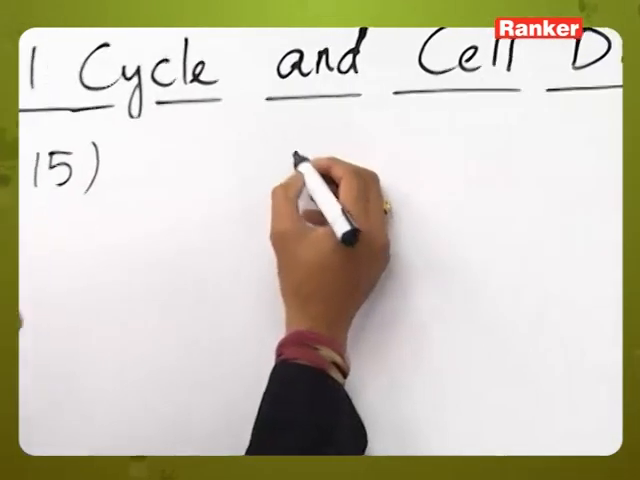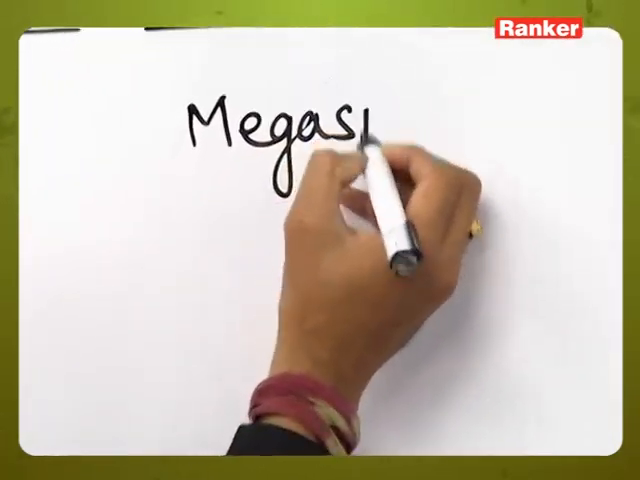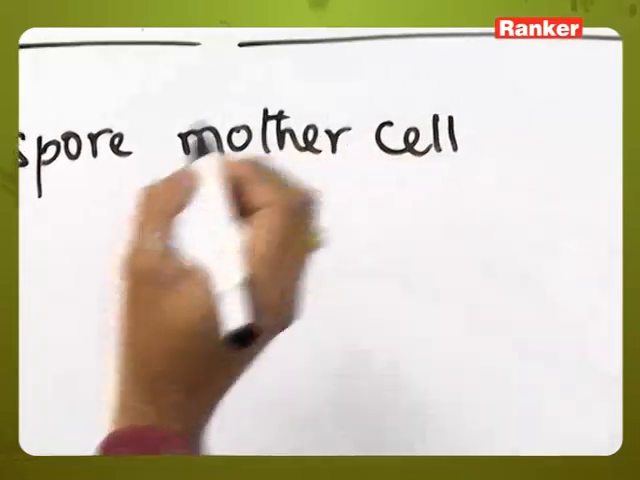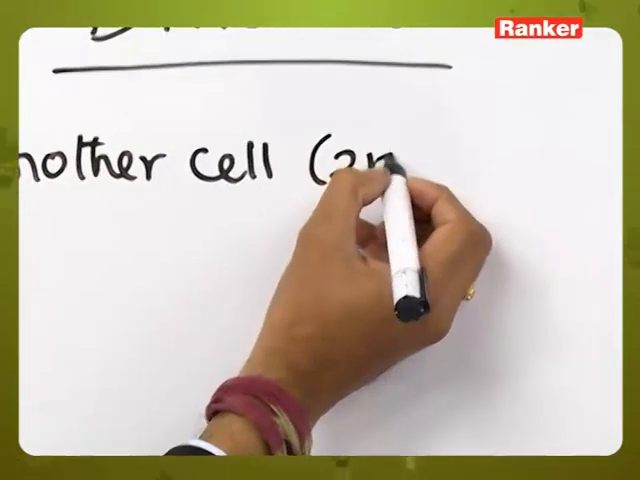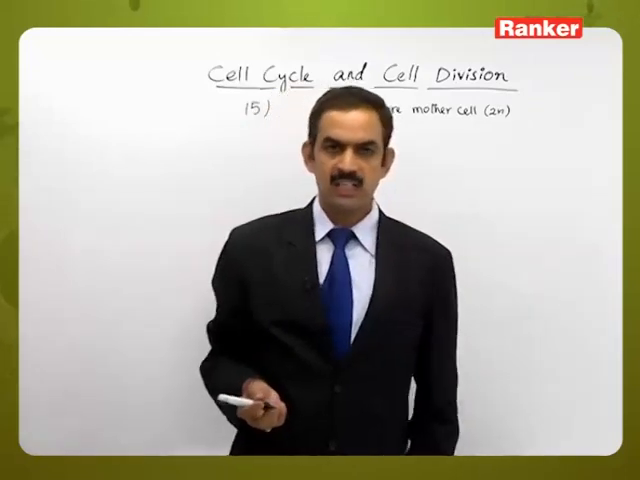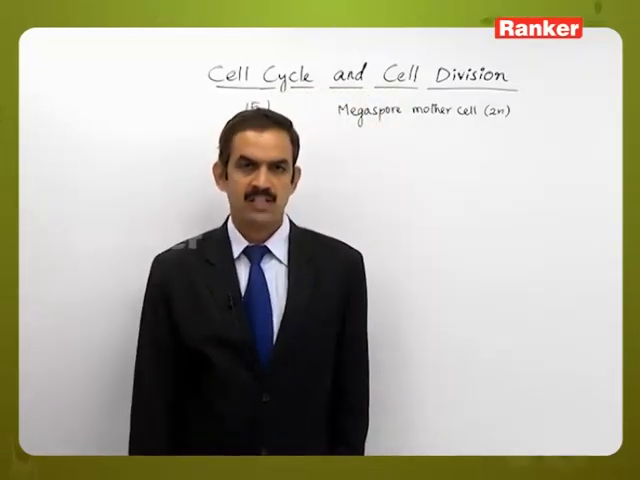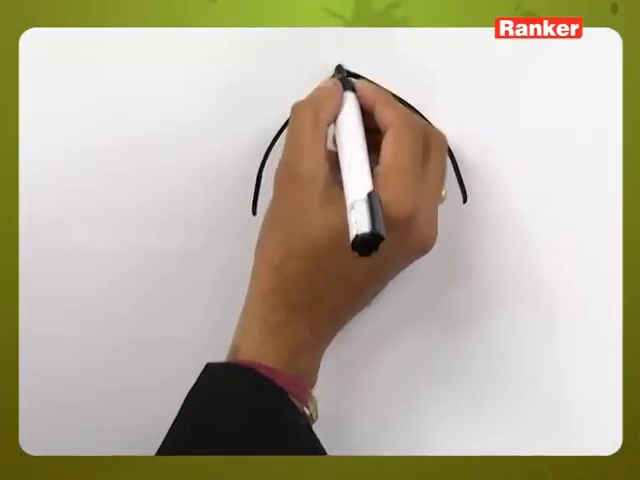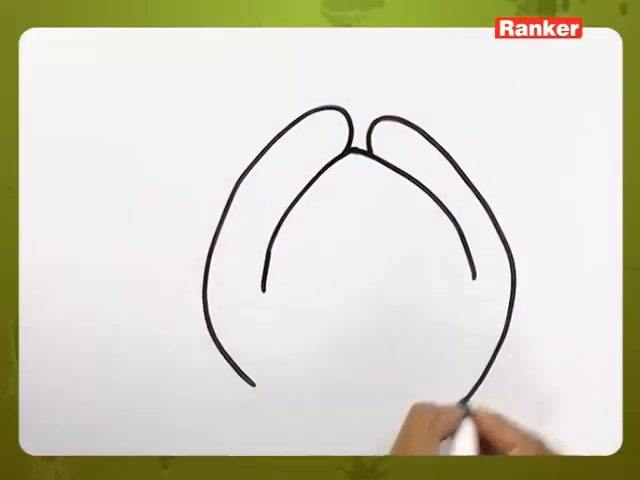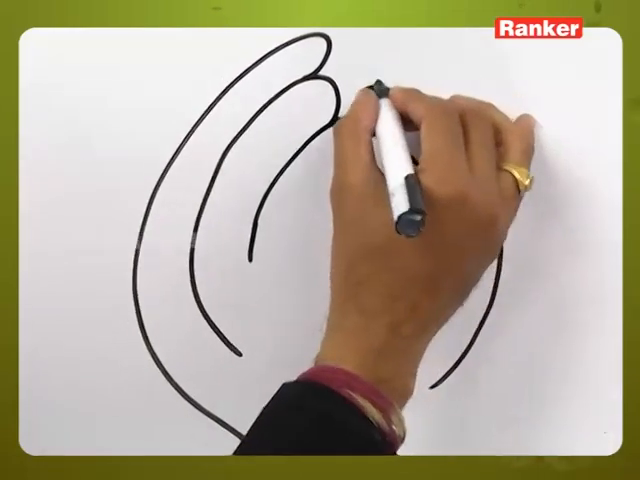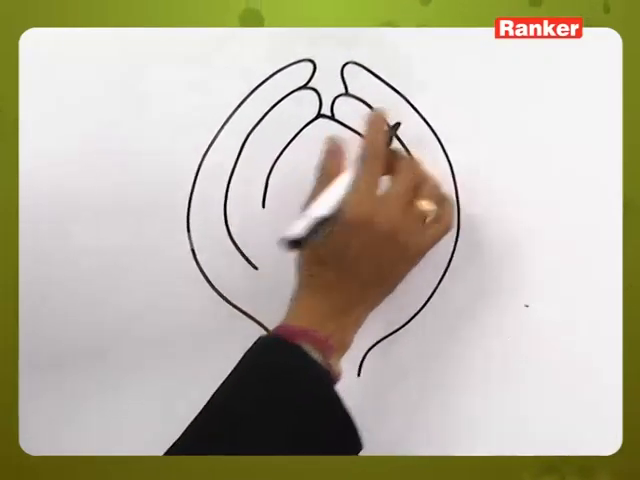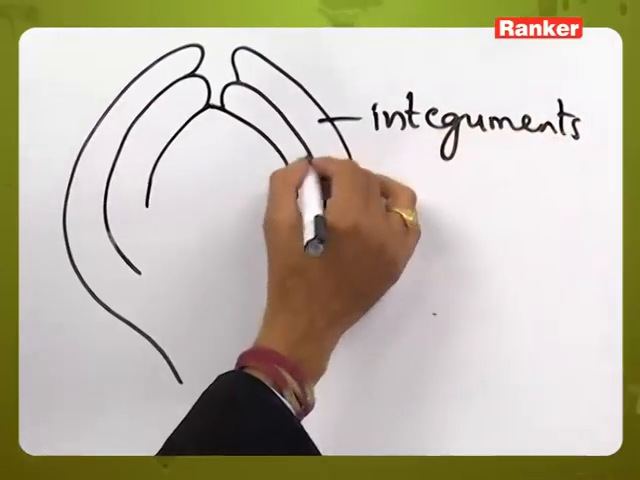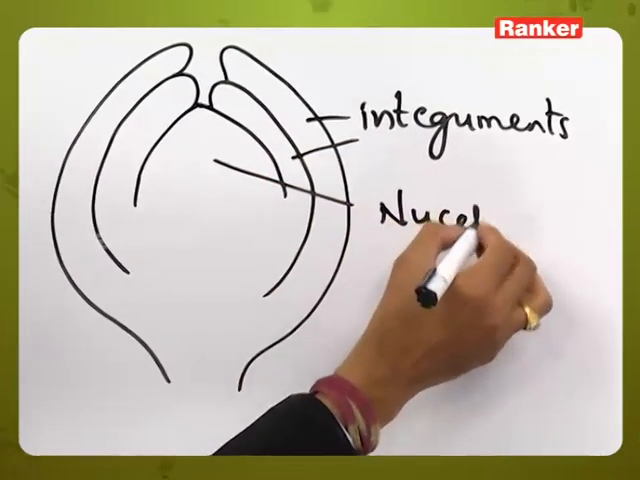This is a question related to the reproduction of the plants. Here we start with the megaspore mother cell. In the female structures, that is in the ovule, we can see the presence of a diploid tissue called the nucellus. If you consider this as the ovule, these structures are the integuments, and this structure is called the nucellus.